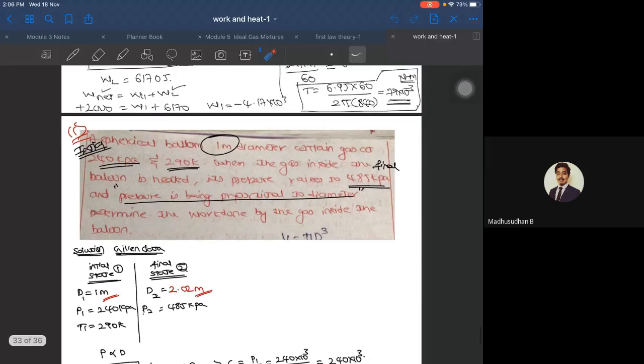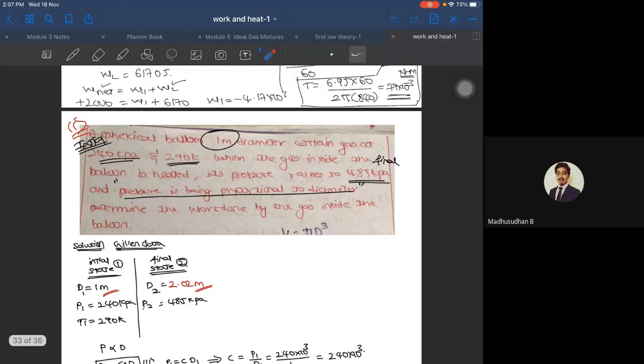Balloon problems. Next you will come across the balloon problems. These are very interesting. All the problems will go at a single stretch. Same procedure needs to be followed, so kindly concentrate. A spherical balloon of 1 meter diameter.